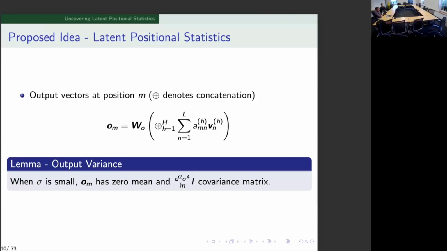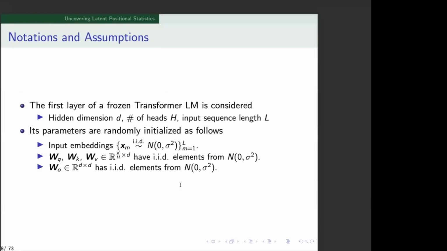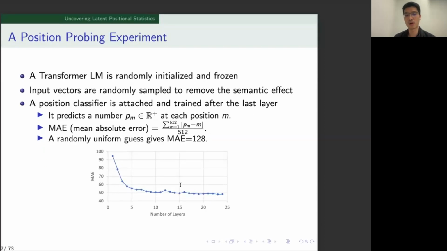Thank you. Can I ask a question? Yeah, please. I want to make sure I understand. So you only freeze the first layer of the transformer, right? Not only the first layer, it's just for the analysis purpose. If you're talking about this figure, let's say the number of layers is 10, I freeze all the 10 layers. I only train the final position classifier.